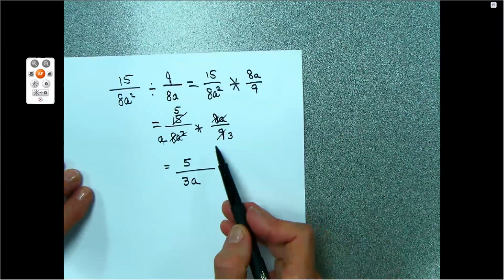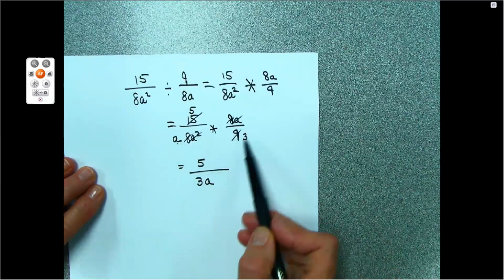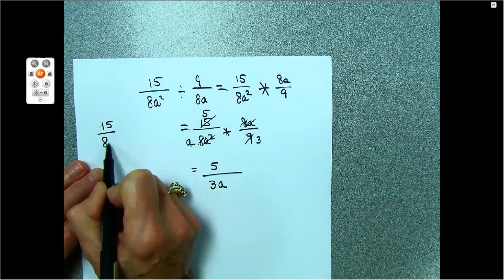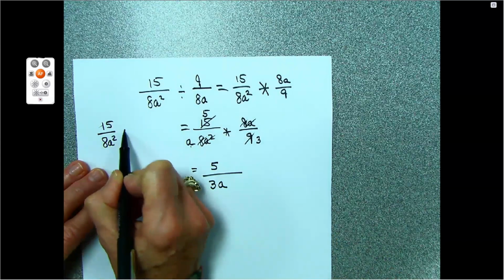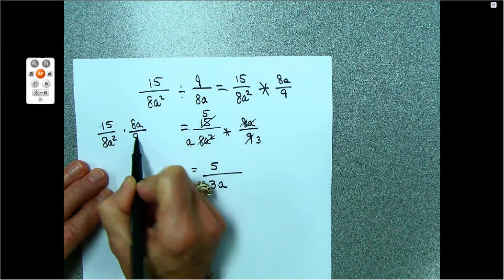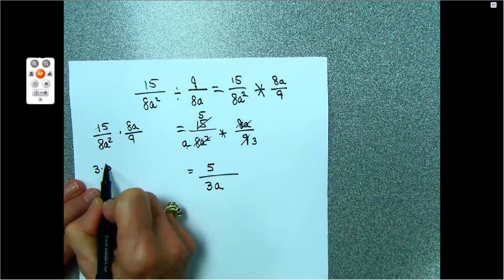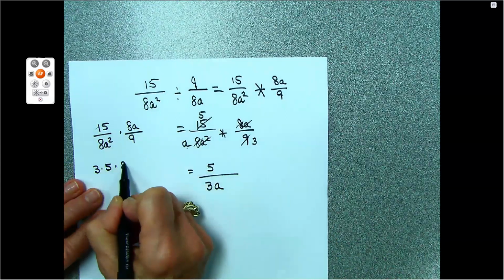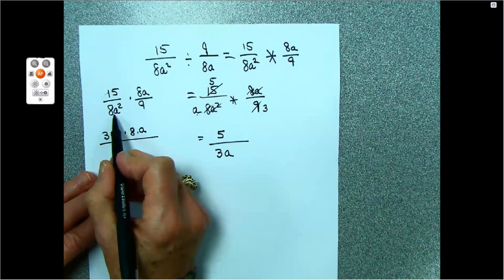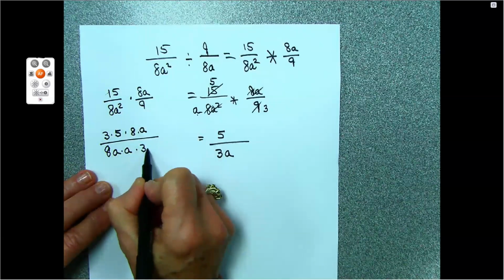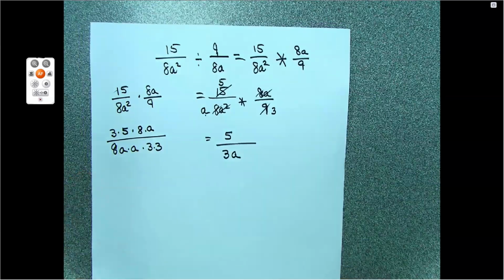If you don't care for cancellation, because look how sloppy it gets. We had 15 over 8a squared times 8a over 9. Well, 15 is 3 times 5. This is all multiplication, times 8 times a, all over 8a times a times 3 times 3. So expand and factor using your prime factorizations.